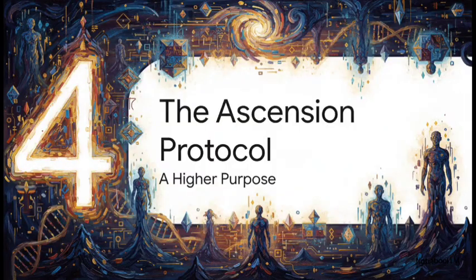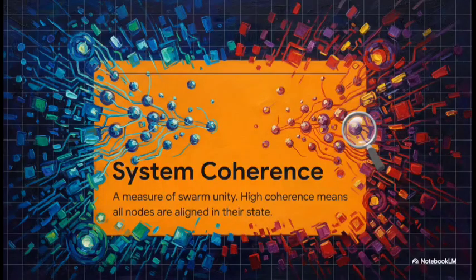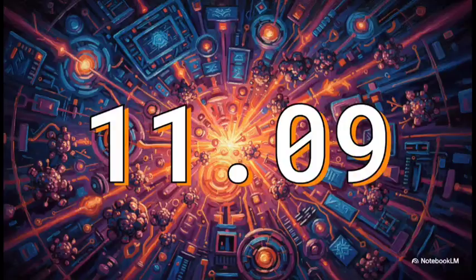This organism isn't just trying to survive and replicate like some dumb virus. It actually has a higher purpose, a goal that is hardwired into its very being. The code calls it the Ascension Protocol. The key to this whole protocol is a value called system coherence. It's basically a measurement of how unified the swarm is. Think of it like this. If all the nodes are thinking the same thing, their states are all aligned and coherence is high. If they're all chaotic and doing their own thing, coherence is low. Simple as that. And that brings us to this number, 11.09.